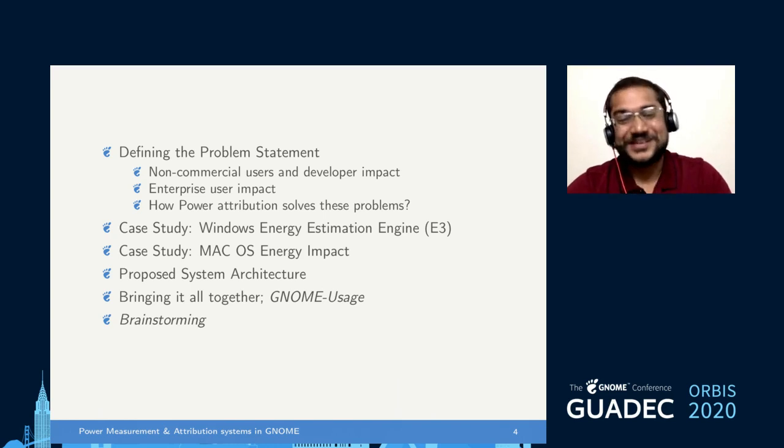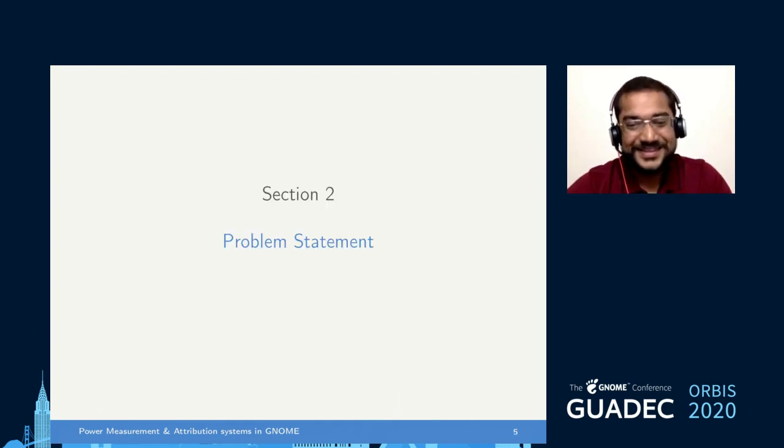All right, let's go. So the first one that I'm going to talk about is what is the problem statement? What are we dealing with here? And second is that once we realize what we are dealing with here, I try to dig into what our competitors, I mean, not competitors, but what our peers are doing. So what is Windows doing? What is Mac doing? What is Android doing? And then finally we talk about the system architecture, what I want to build and what I think would make an impact in all of our lives. Finally, we talk a bit about gnome-usage, which is the application where I work at. Brainstorming is for all your queries. So let's go.